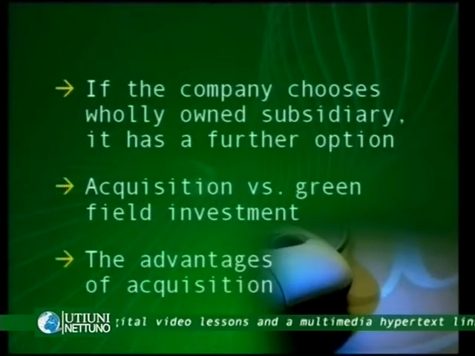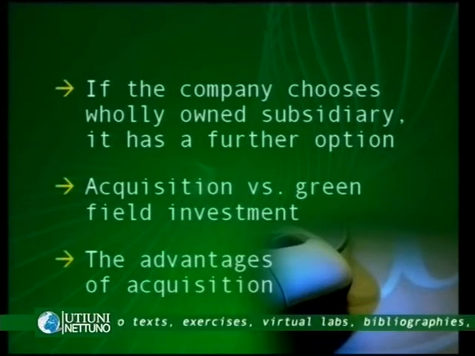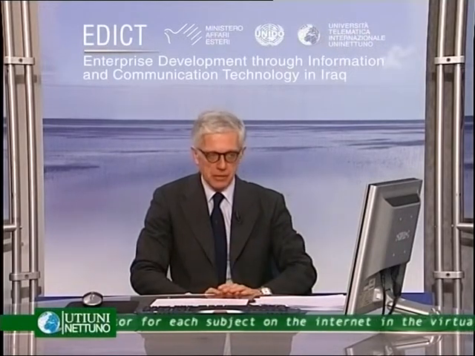If the company chooses a wholly owned subsidiary, it has a further option, acquisition versus greenfield investment. So the company can buy a local company, can merge with a local company, or can develop a completely new plant, make what is called a greenfield investment.